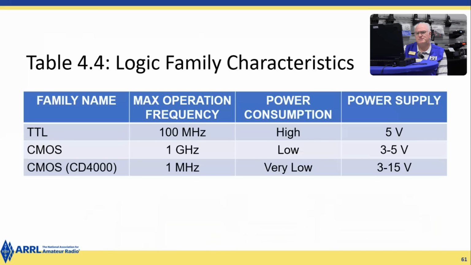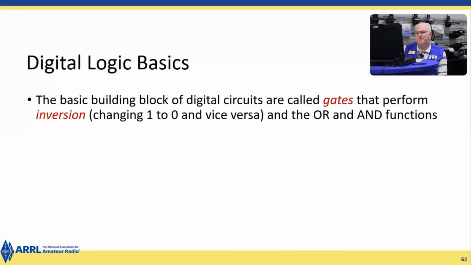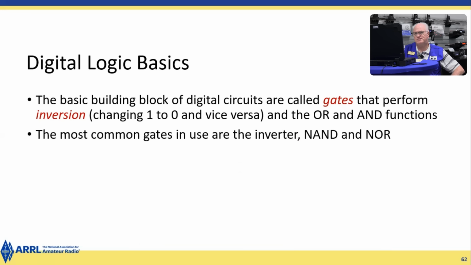And here's a chart that shows the logic family characteristics of the different types of families: TTL, CMOS, and CMOS, the 4000 series. You can see the operating frequency ranges, power consumption, and the supply voltage. The basic building block of digital circuits are called gates that perform inversion, that is, changing 1 to a 0 or vice versa, in the OR and AND functions.